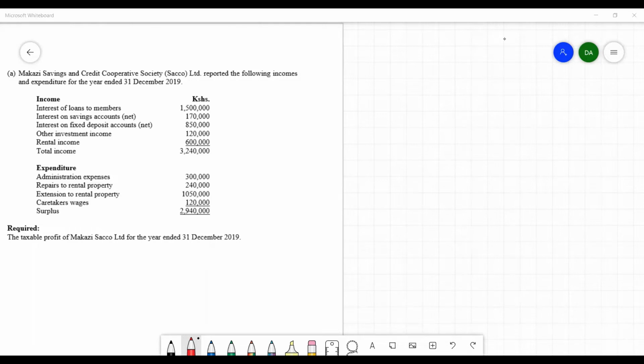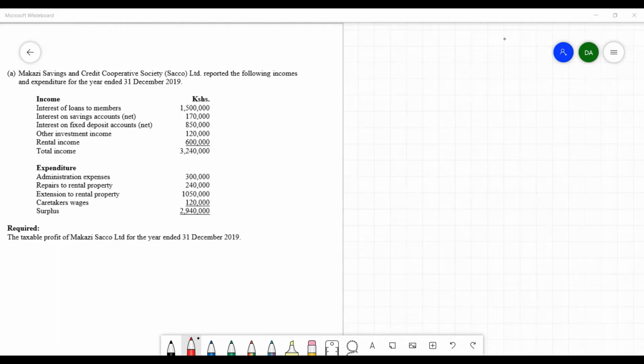We have incomes which include interest on loans to members, interest on savings account, net, interest on fixed deposit account, net, other investment income, and then rental income. Expenditure includes admin expenses, repairs to rental property, extension to rental property, and caretakers' wages.